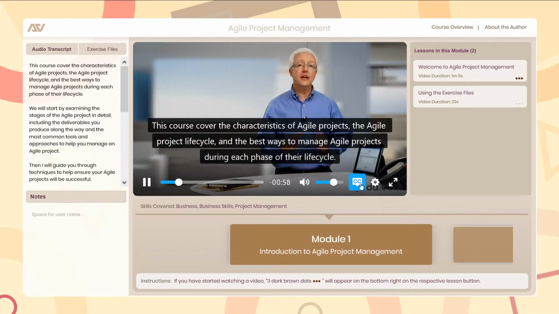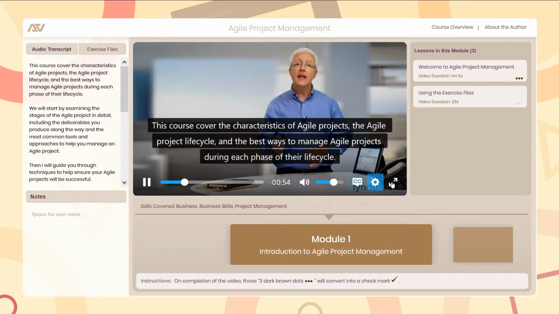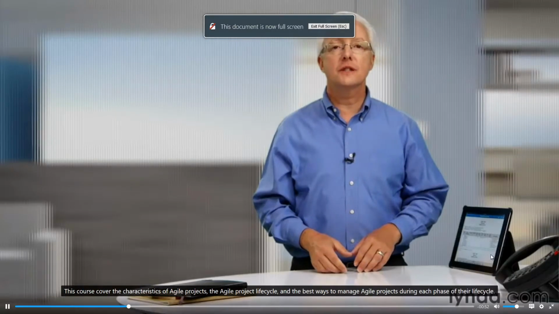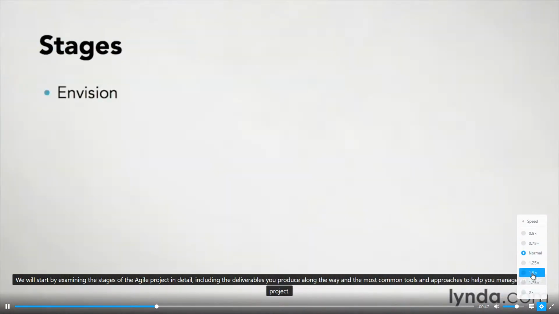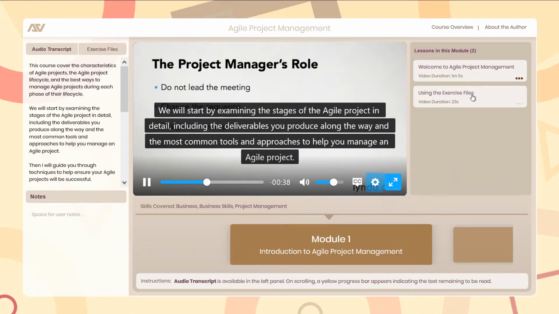This course covers the characteristics of Agile projects, the Agile Project Lifecycle, and the best ways to manage Agile projects during each phase of their lifecycle. We will start by examining the stages of the Agile project in detail, including the deliverables you produce along the way, and the most common tools and approaches to help you manage an Agile project.